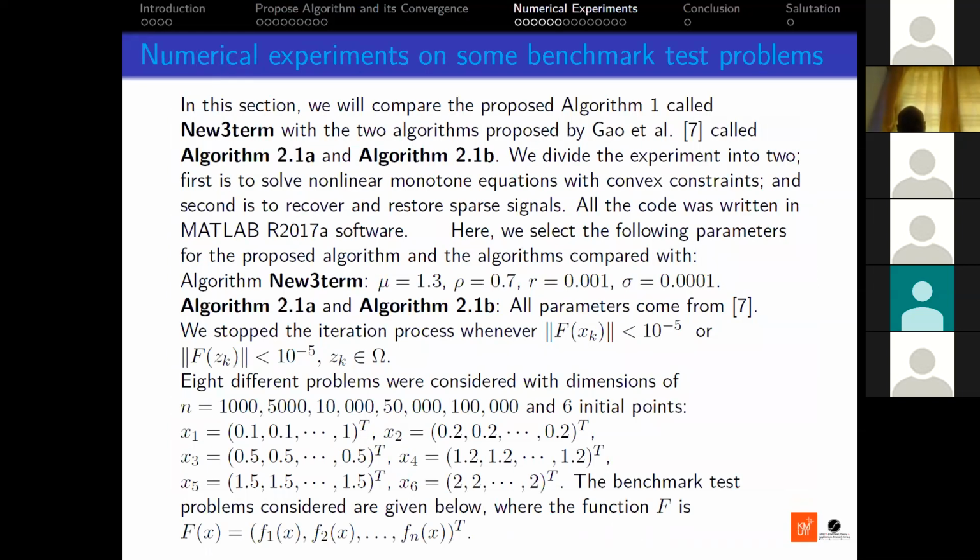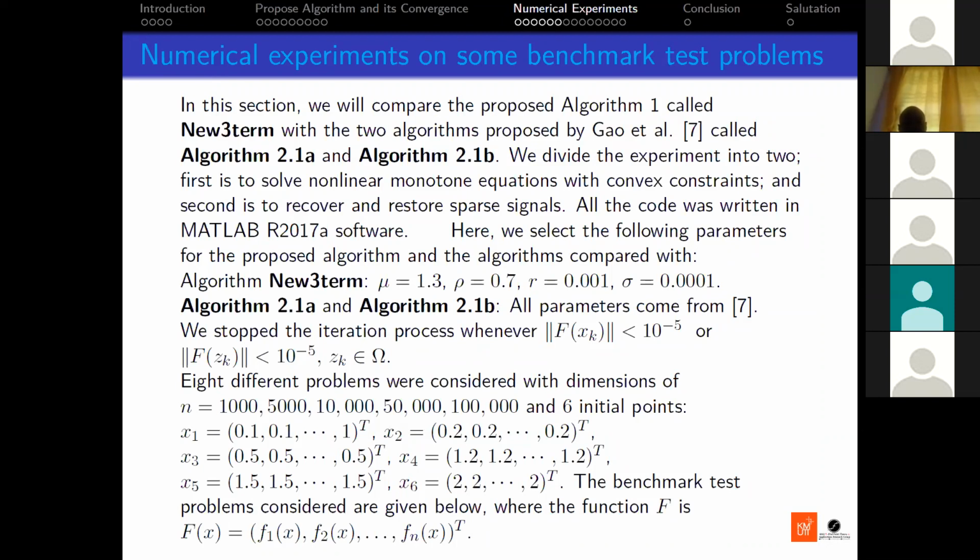Next, I'm going to give the numerical experiment. We call our algorithm NewTerm, and we compare it with two algorithms by Gao et al., algorithm 2.1a and algorithm 2.1b. As I mentioned, the experiment is divided into two: one for solving nonlinear monotone equations and the other for solving signal problems.